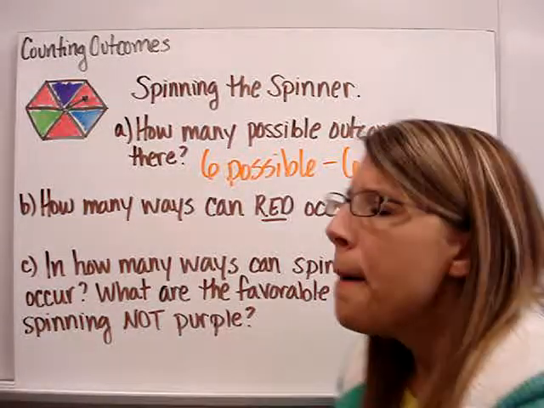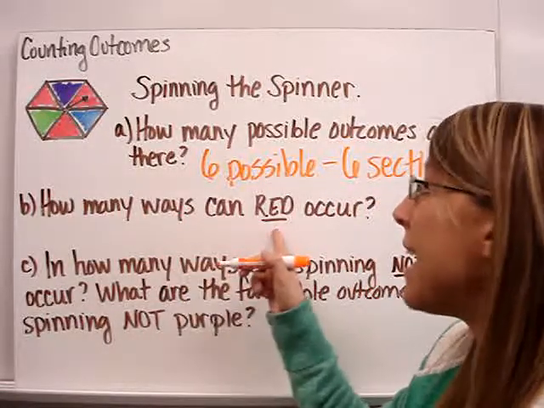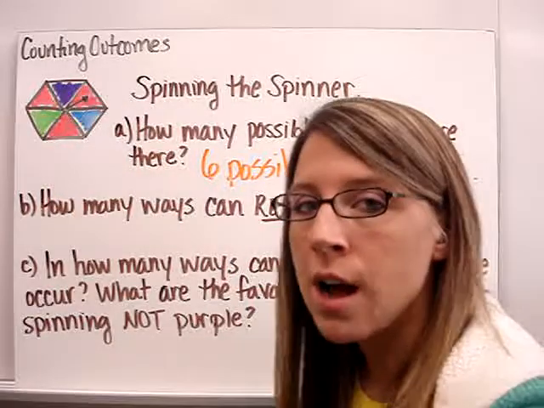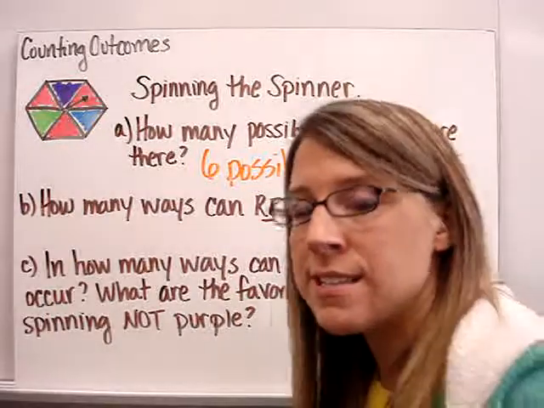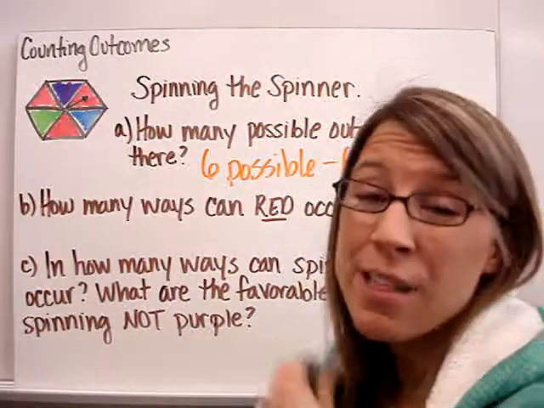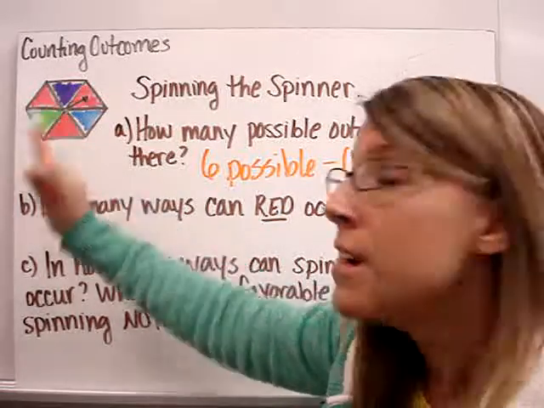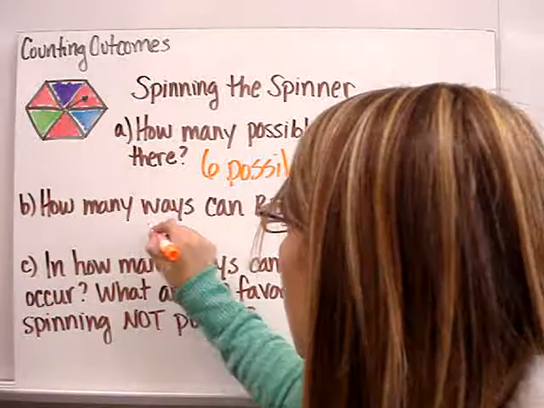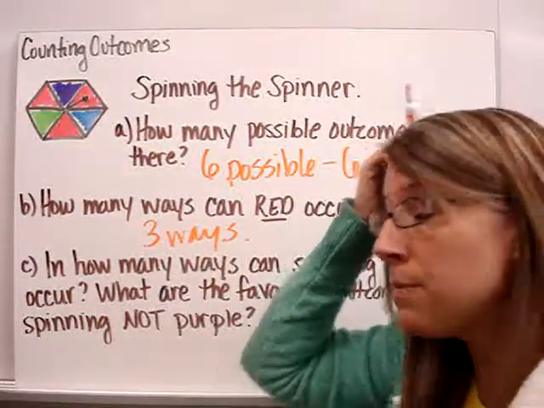Okay. And then the next question asks you, how many ways can red occur? Well, if you look at all 6 possible outcomes, there are 3 red spaces, so red can occur in 3 ways, because the spinner could land here, the spinner could land here, or the spinner could land here. So 3 ways would be the appropriate way to answer that question.